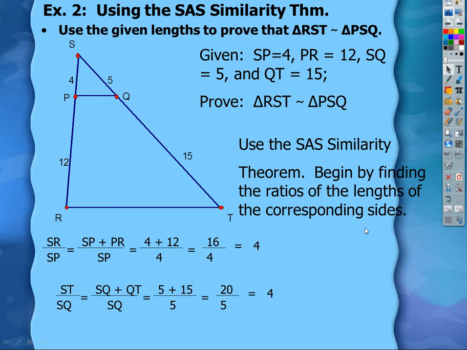All right, so what about this one then? You're going to be doing some stuff like this. Using side angle side similarity, let's prove that the big triangle RST is similar to the small triangle PSQ.